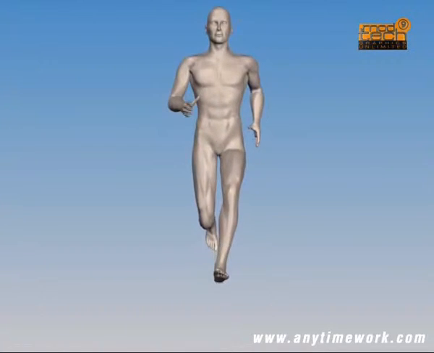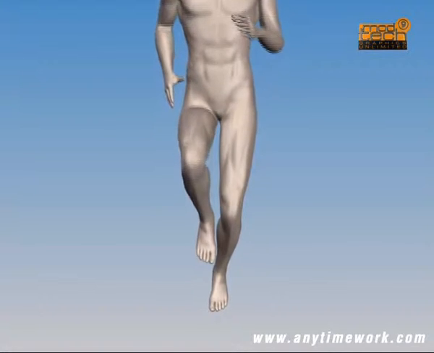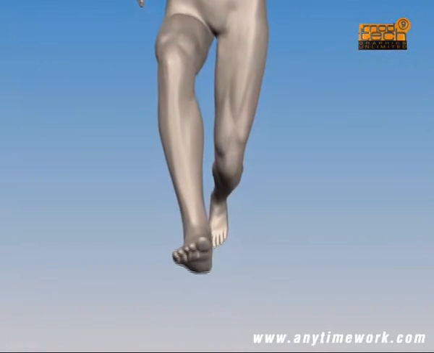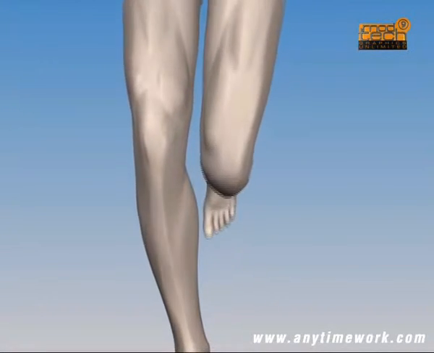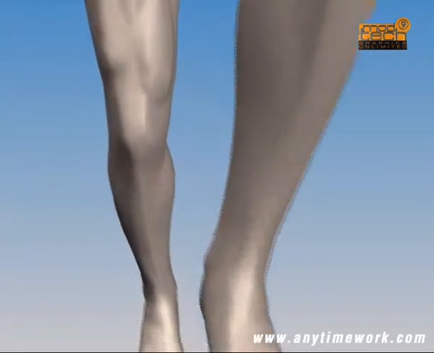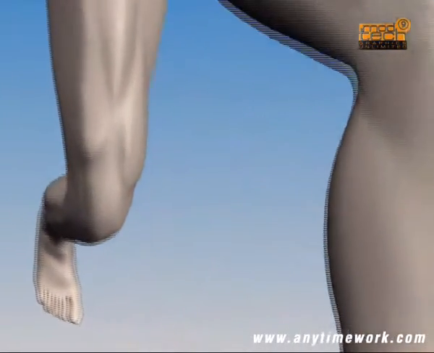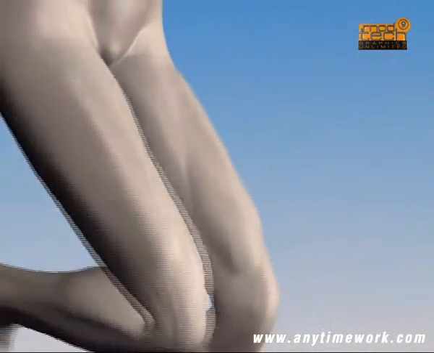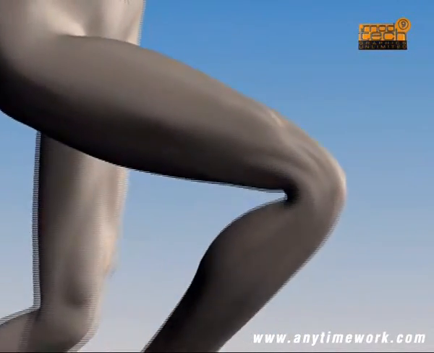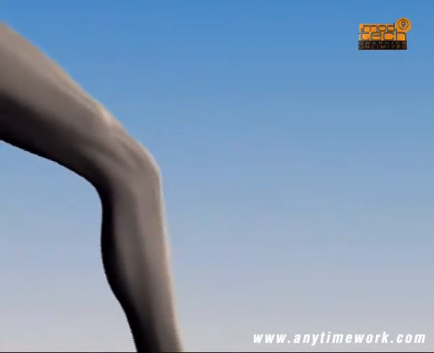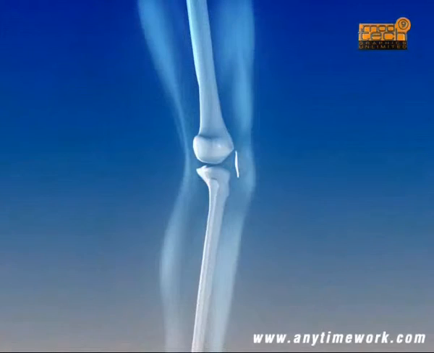The knee joint, a marvel of natural engineering. The strongest and most complex joint in the human body, enabling a range of movements and activities. But the knee can go wrong, causing pain and stiffness, and restricting freedom of movement. To see why, we need to know a little about the anatomy of the knee.